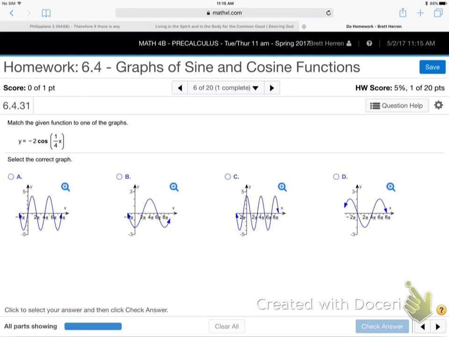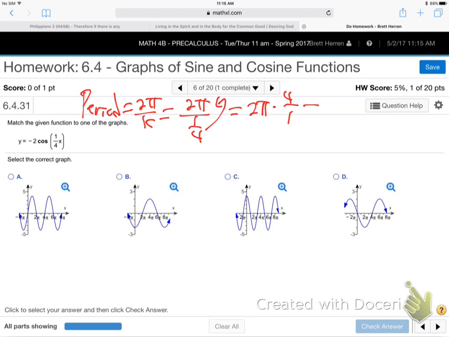So first thing is let's figure out the period because that's real important. So the period, just keep using that formula, 2 pi over k. So 2 pi over, and the k is 1/4. So flip that up. 2 pi times 4 over 1, 8 pi. Good so far? So that's the width of a cycle, right? This particular graph, whatever it is, it'll repeat itself every 8 pi. It'll just keep repeating its cycle.